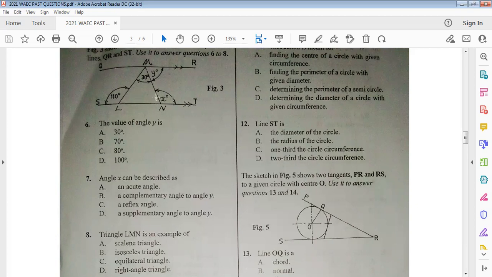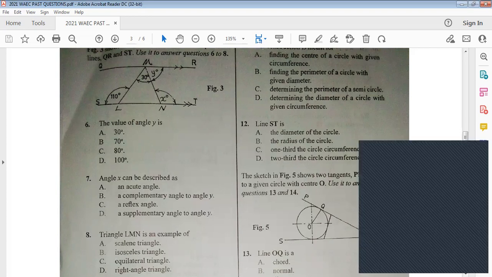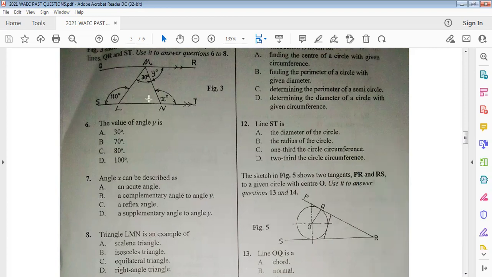Then what is angle MNL? That is 80. This angle of 80 that is in line with angle X here is an alternate angle to angle Y. It means angle Y is 80, as we know that alternate angles are equal in size.